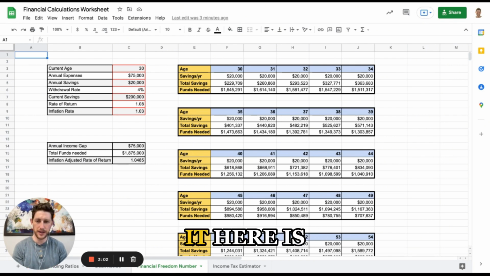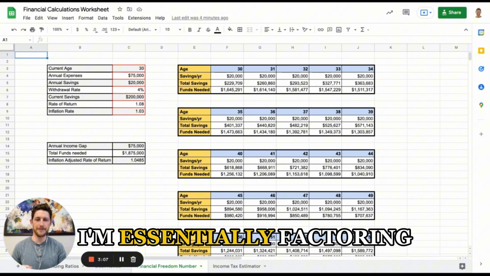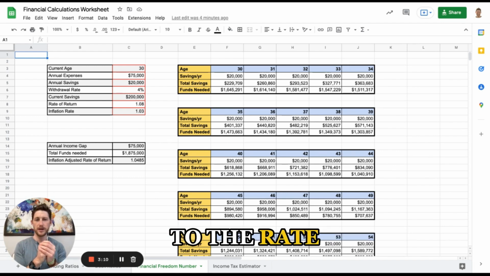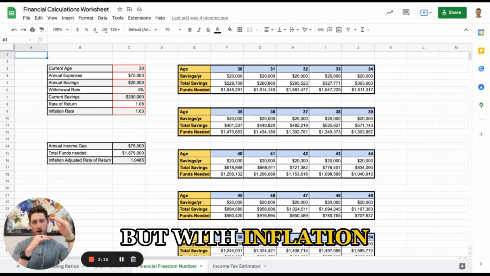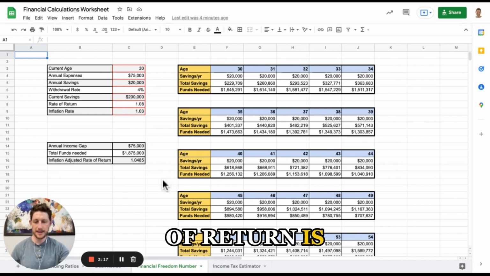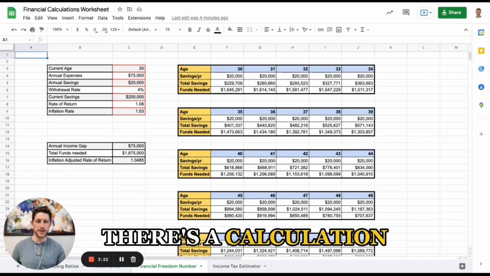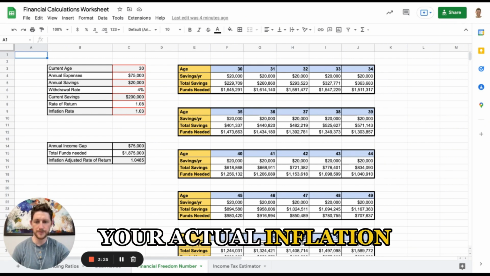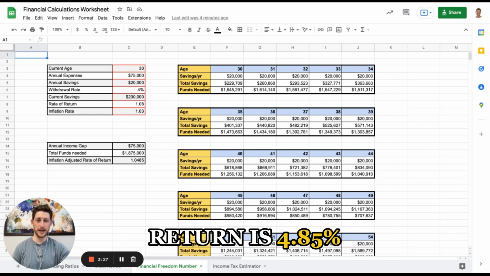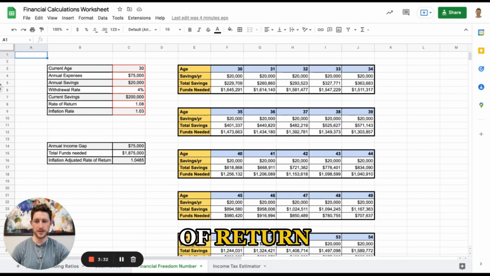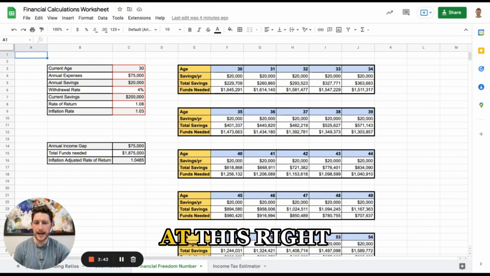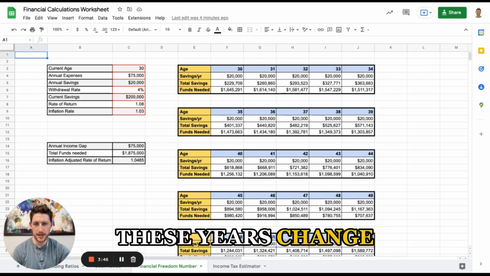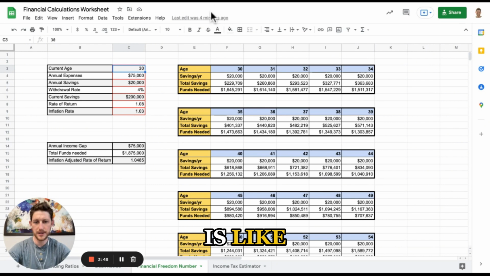The way I've chosen to do it here is I'm essentially factoring inflation into the rate of return. So I'm saying, hey, this is our rate of return, but with inflation, our real rate of return is this. There's a calculation to figure that out, so I've done that here. Your actual inflation adjusted rate of return is 4.85%. If you have an 8% rate of return and 3% inflation, it's actually this. So it's not just straight subtraction, it compounds. As we look at this, these years change as you change your age. So this is like you right now.